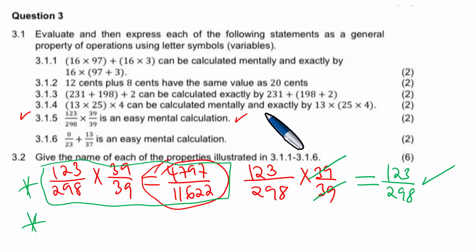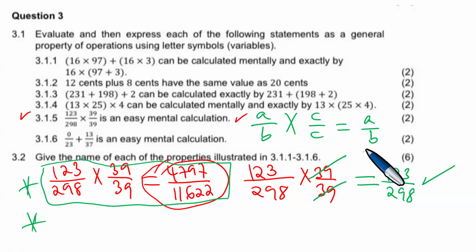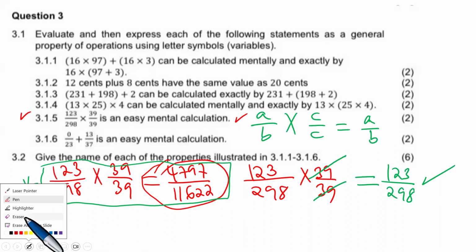So now you can state something like this. You can say A divided by B, because we're using letters. And then this number must be the same as this number, so you can say C over C. And then the C cancels the C, and it becomes A over B only. Because C over C is 1.